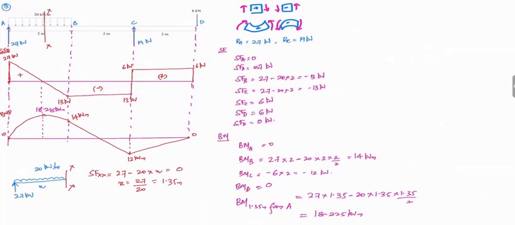So wherever there is a change in your shear force, your maximum value for bending moment will be there, and there you need to find the value using this method. I hope you understood this.